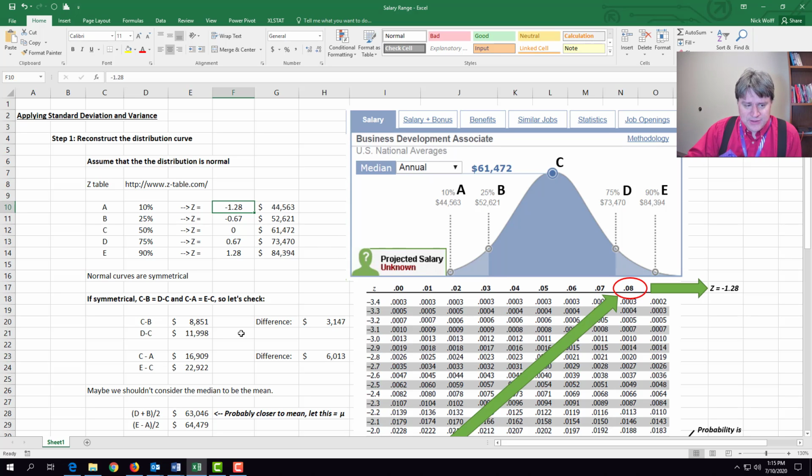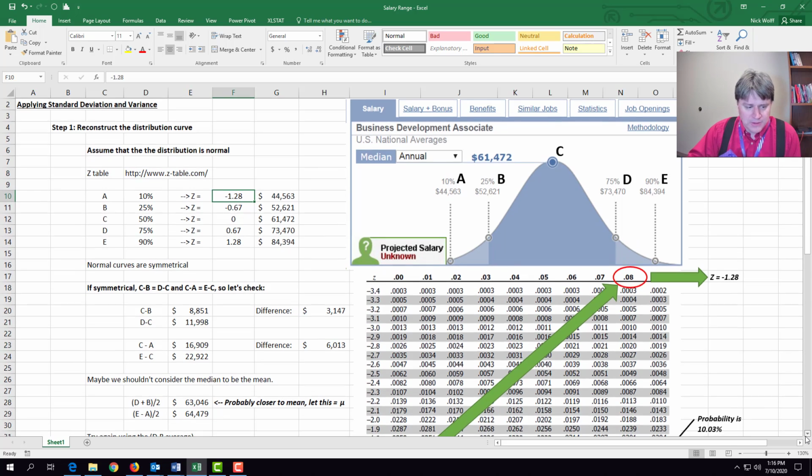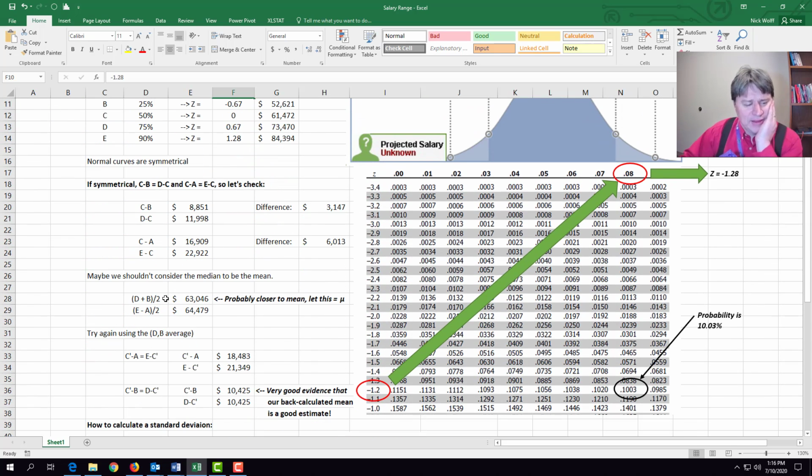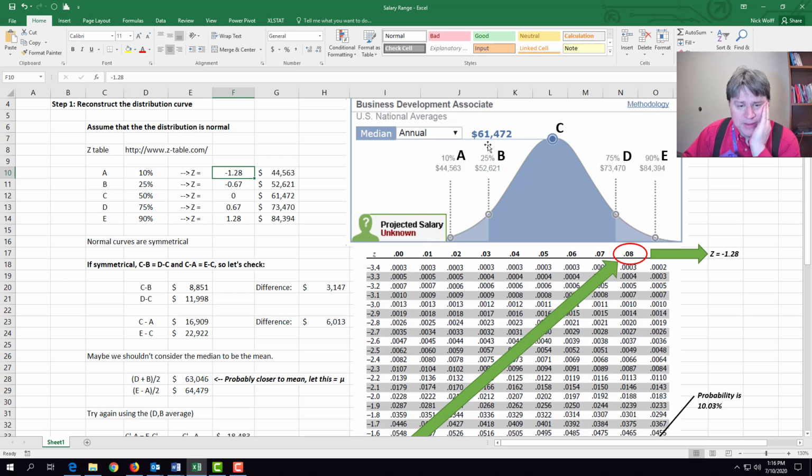So if we know that the data is skewed, which is just telling us that the median score here, 61,472, is not the best measure of the mean, because the mean score is probably going to be a little bit higher than the median dollar amount. So let's go ahead and see. Let's take an average of D plus B. I'm taking B and D and averaging them, because hopefully the mean would be somewhere in between B and D.